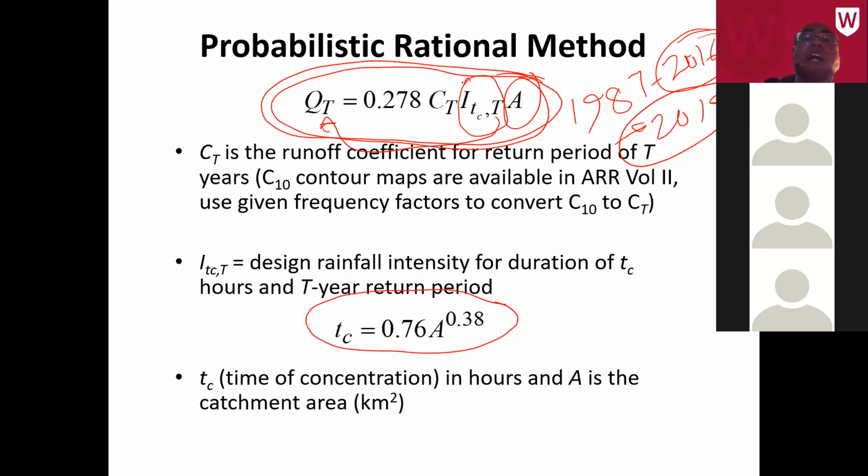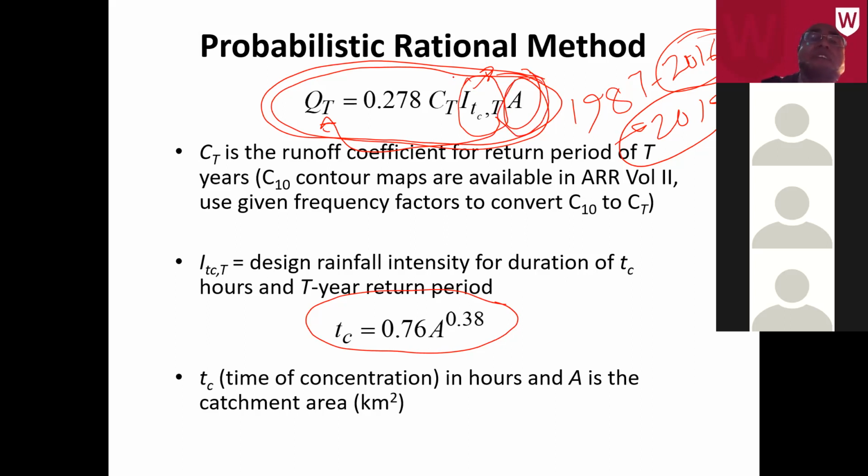So how to estimate this ITCT? The Australian Bureau of Meteorology has a tool, the IFD tool, with which, at any location in Australia, you can estimate this ITCT. And A is the area of the catchment. You can find that on a topographic map.